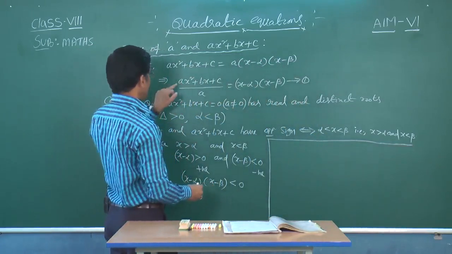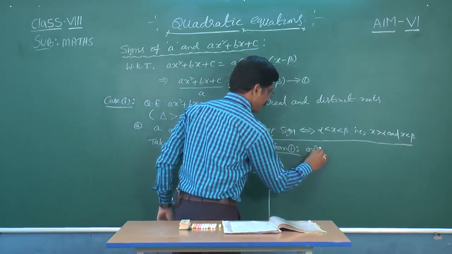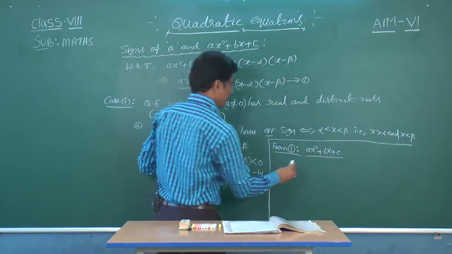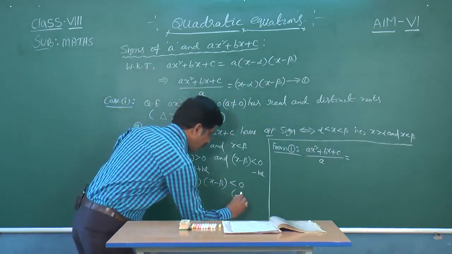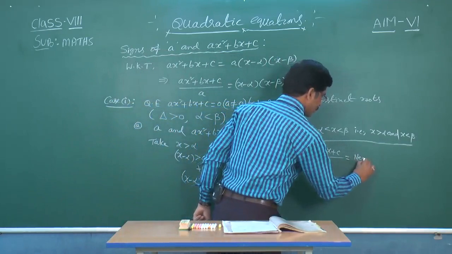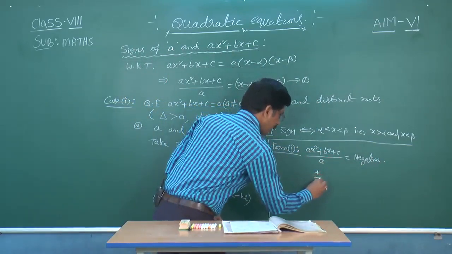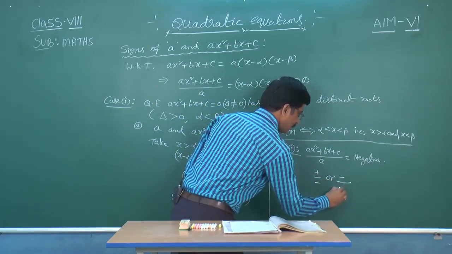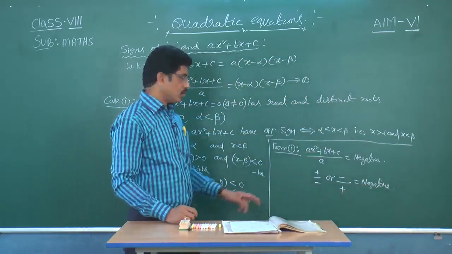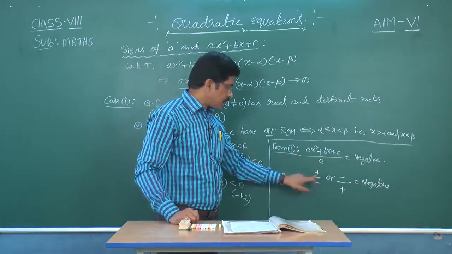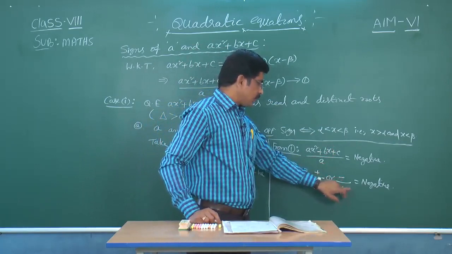So from equation 1, ax square plus bx plus c by a is equal to x minus alpha into x minus beta, which is less than 0, negative. Now a fraction with plus divided by minus, or minus divided by plus, numerator and denominator of opposite signs, is negative.